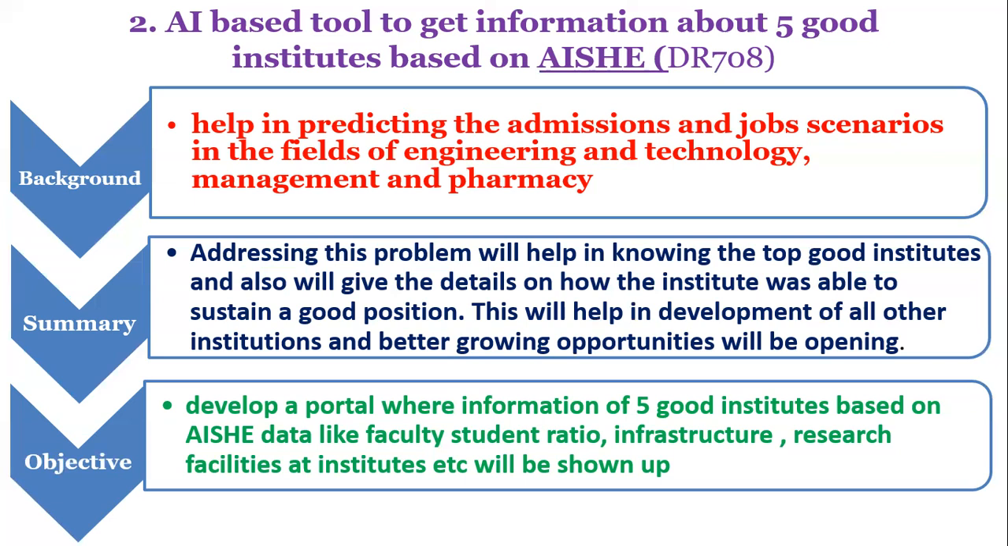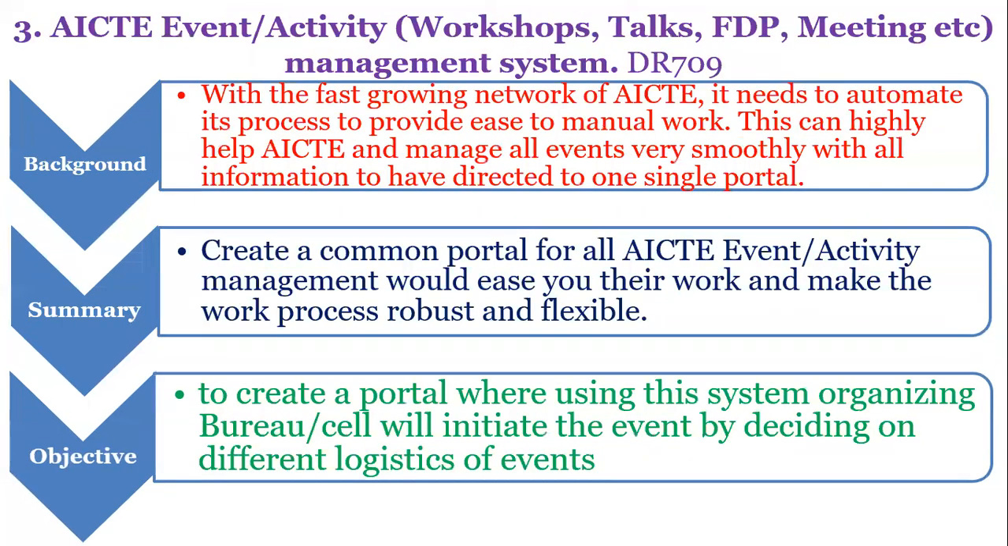So the objective of this problem statement is that, as we all know, you need to develop a portal where information of 5 good institutes based on AISHE data like faculty student ratio, infrastructure in terms of laboratory and hospital facility, research facilities at the institution, etc. will be shown up. And this data should change according to the latest AISHE data, which will be a dynamic change of data. And always you should maintain the portal with the real-time data from this AISHE.